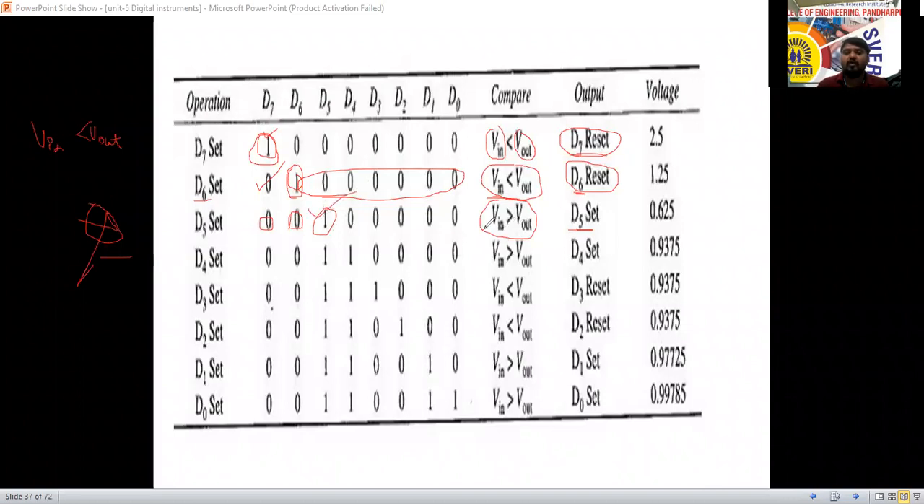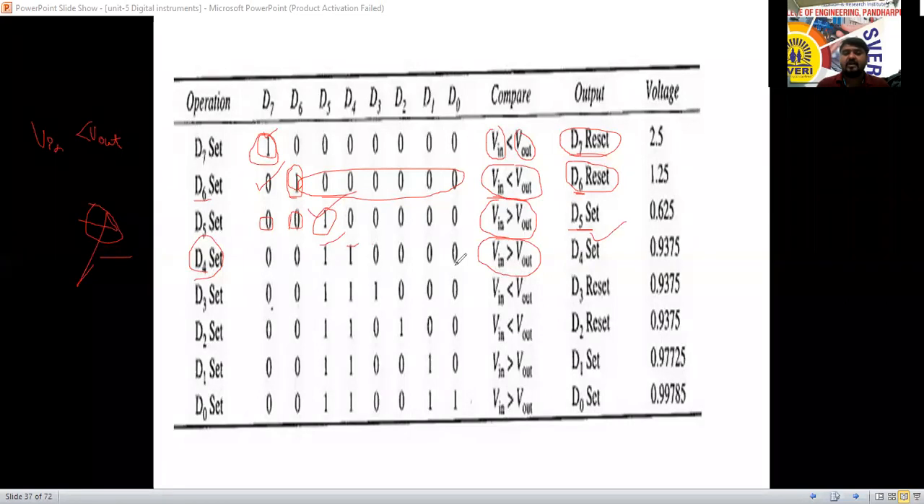Still what we have to do, we have to bring the nearer value. Again, by keeping this D5 as set only, I will keep this one as 1 only. Next I will set D4 as 1 here. Again V input is greater than V output only. So still the unknown voltage is greater than the output voltage or reference voltage. So again I will set D4.